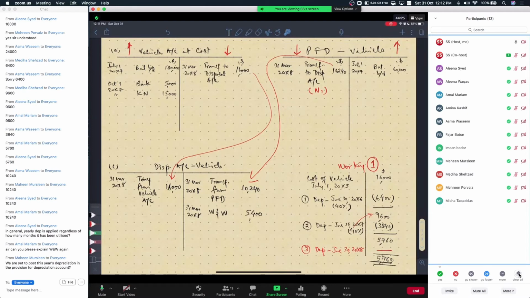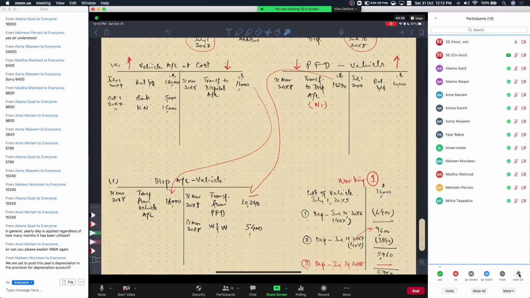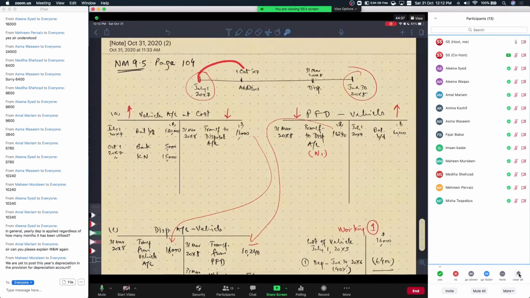We are yet to post this year's depreciation. Yes, of course. We have just finished posting the transactions, and we are standing at 31st March, right? This was the last transaction we entered. We started here, we entered this amount, we entered here. Now we have reached June the 30th. So now we are going to see what happens at the end of the year.